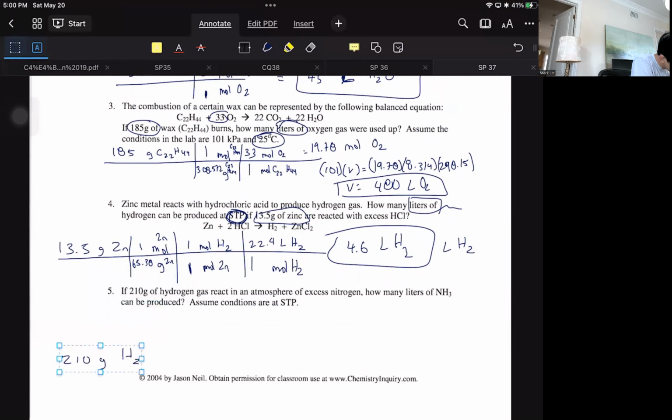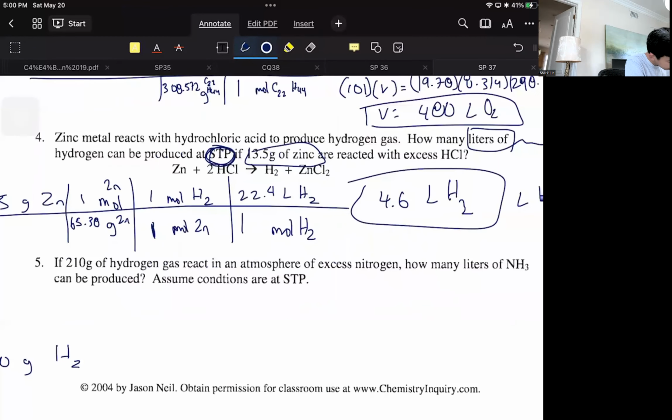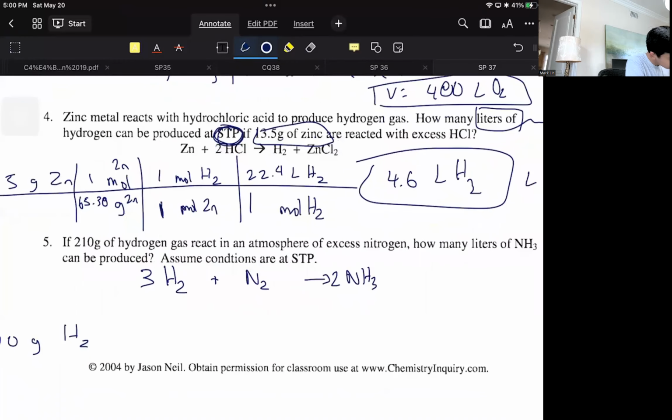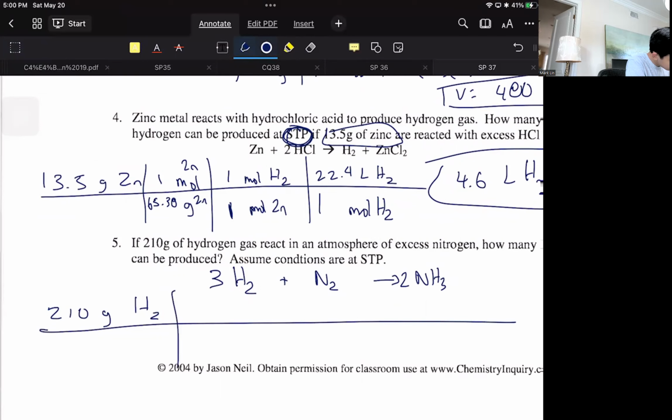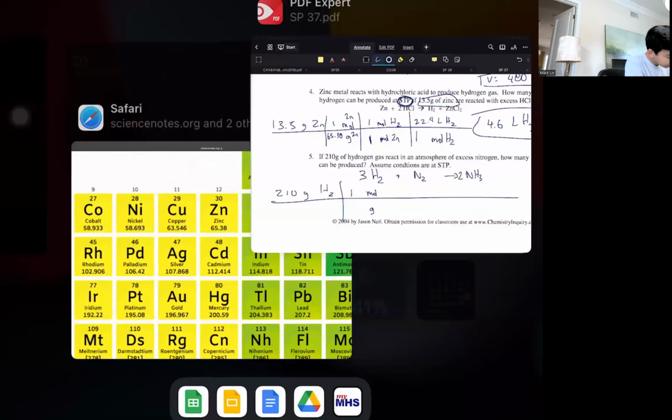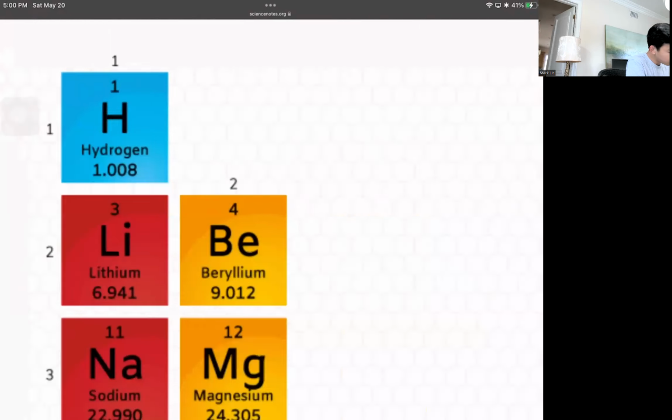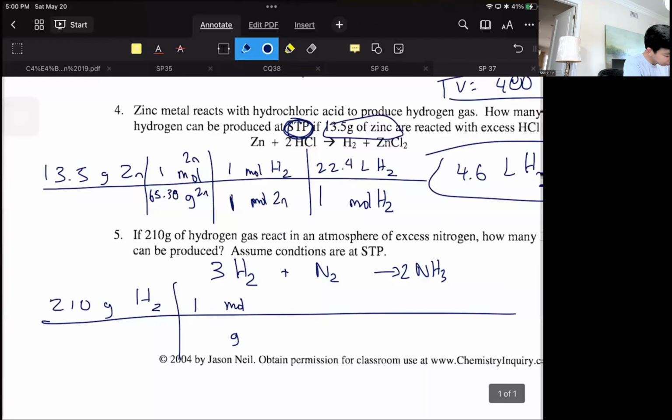Oh wait, we need to write the chemical formula. So hydrogen gas H2 reacts with N2 to produce NH3. Balance this. And so 210 grams of H2, you go from grams to moles. 1 mole has 2.016 grams of hydrogen because it's diatomic.